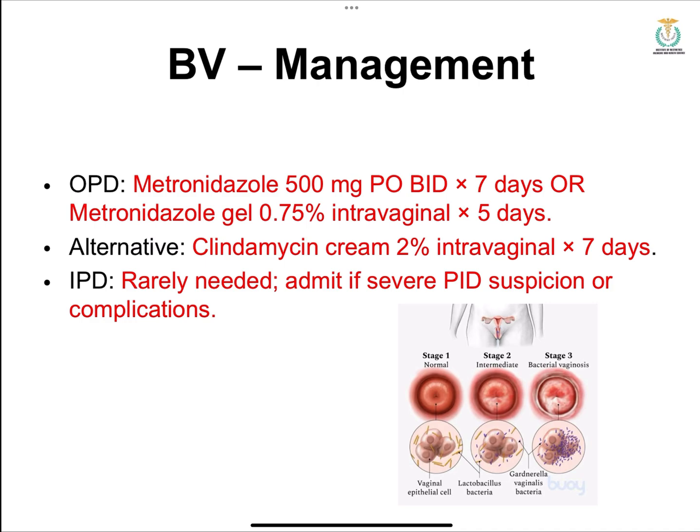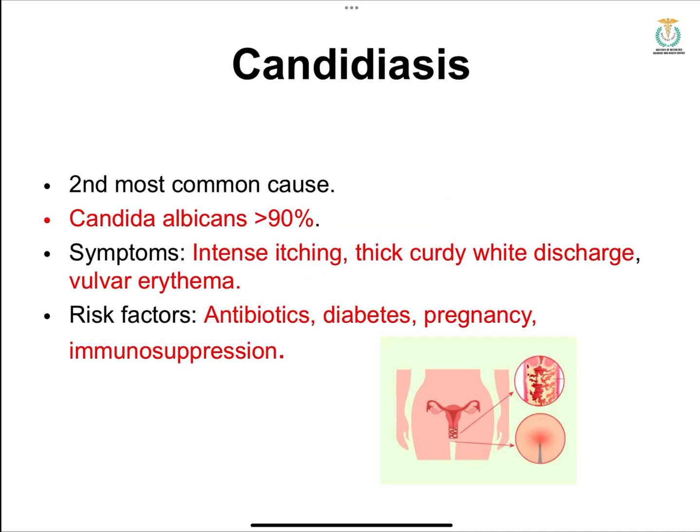So this is how we have to manage bacterial vaginitis. We have discussed bacterial vaginitis: what it is, how it is caused, what the causes and types are, the symptoms, how we can diagnose it, and how we can treat it in the OPD and IPD.